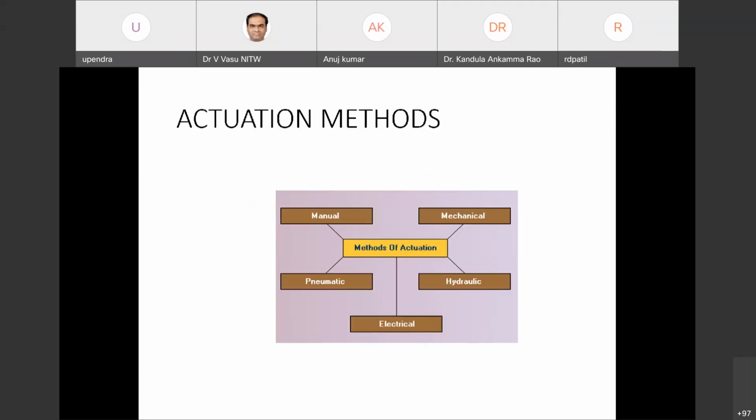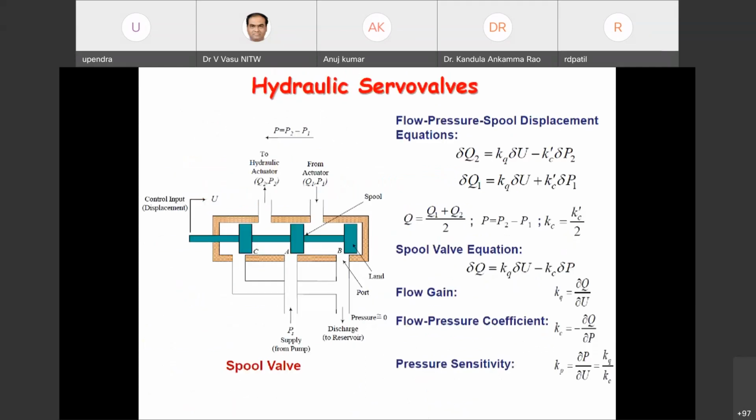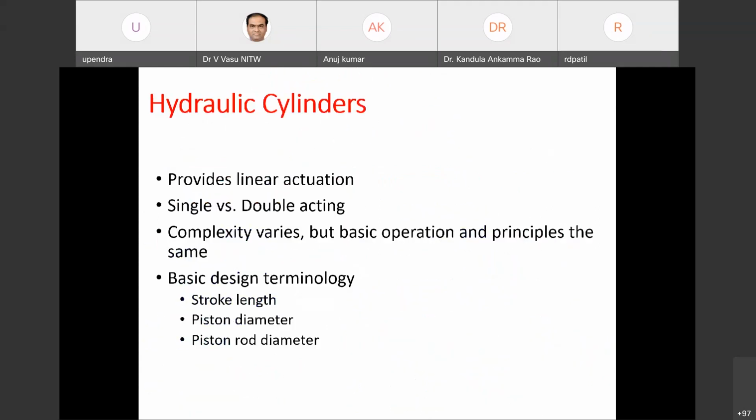Then we have the valve design mechanism. This I will skip for the time being.